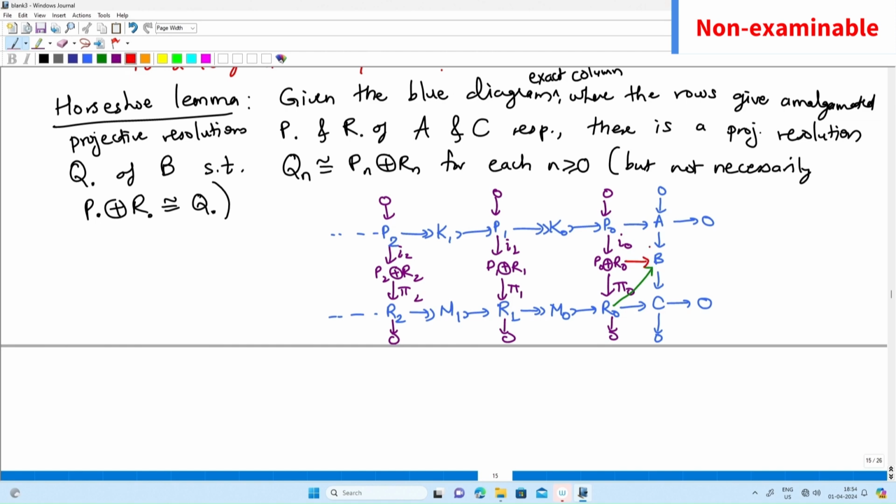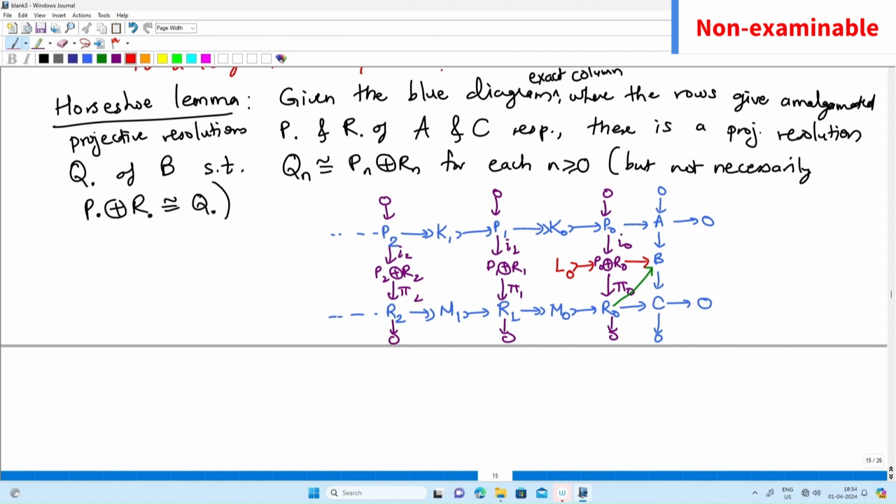This is the sum of those two maps, the red arrow. Do you agree? Okay. Now, I'm going to take the kernel of this. So I'm going to write all the new things. I'm going to write the kernel of this as this.